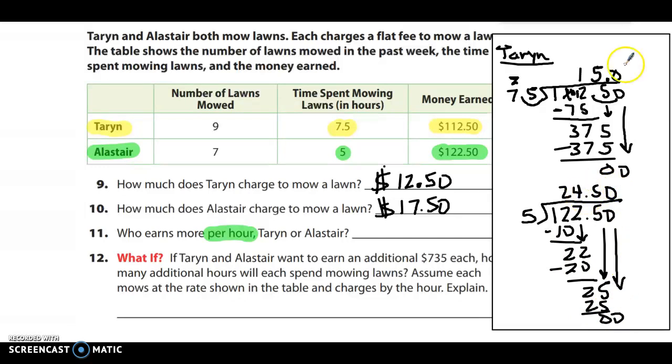Alistair makes $24.50 an hour. So if we go up to Taryn here, how much does Taryn make? I'm going to change color to draw your attention to it. Taryn makes $15 an hour. Alistair makes $24.50. Who makes more?